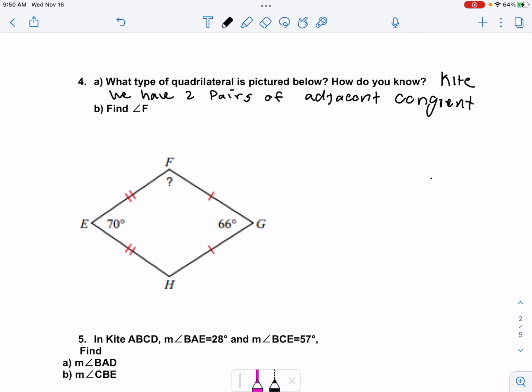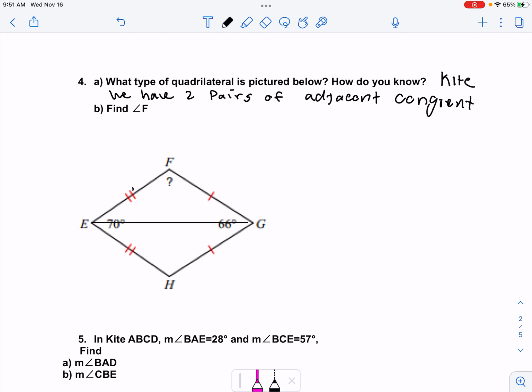Okay, so what I mean by that is, in a parallelogram, the opposite sides are congruent. So if this is a parallelogram, this side would be congruent to this, and this would be congruent to this. Notice they're not right next to each other. But for this problem, the opposite sides aren't congruent. It's the adjacent sides, in other words, the sides that are right next to each other. That's why I know it's a kite. Okay? So, since it's a kite, I know that this is the longer diagonal because it's between the tick marks. It separates the tick marks.